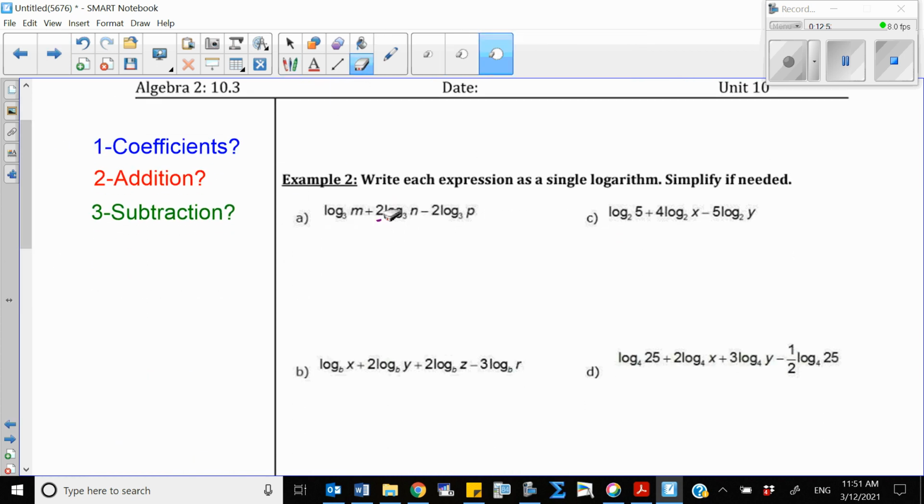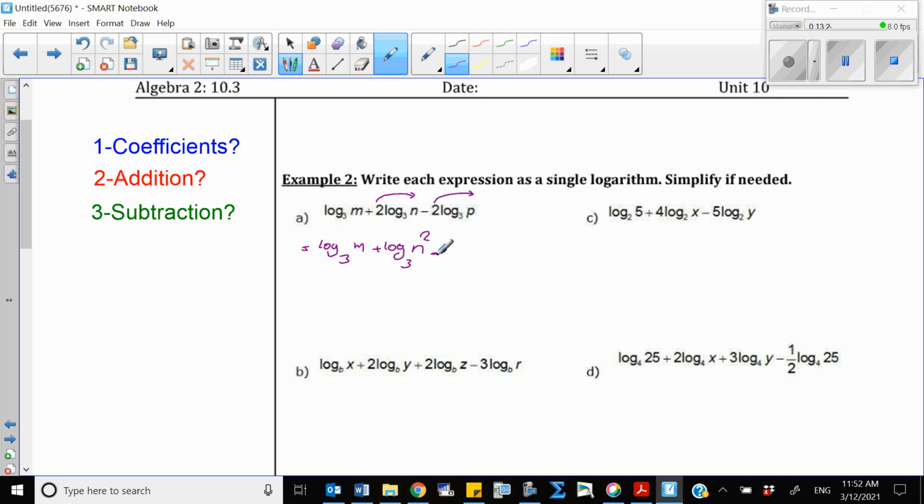Okay, so first of all, I look at the terms that I have. Do I have any coefficients? Yes. So I'm going to move them to the power. So this can be written as log base 3 of m plus log base 3 of n, sorry, n to the power of 2. So you move the 2 to the power. Next, I'm going to keep the negative. Just look at the coefficient that you have here. Just take this one, not the negative. Log base 3 of p to the power of 2. So you move the coefficients to the power.